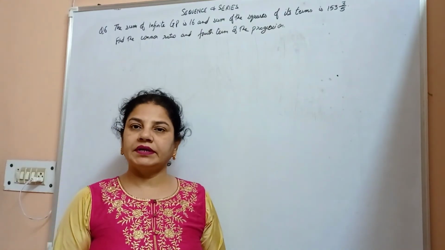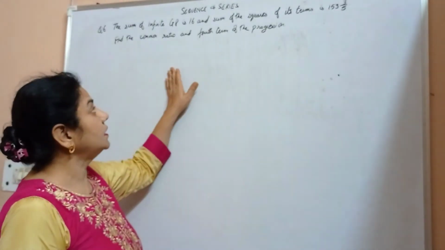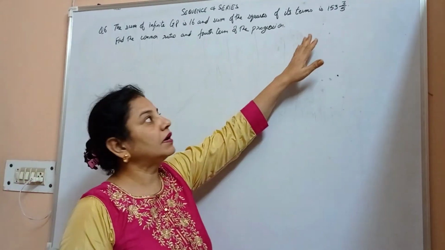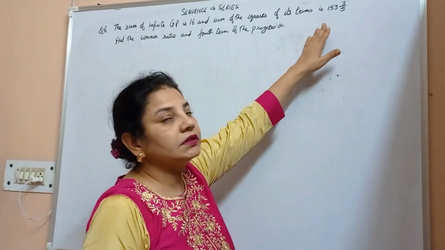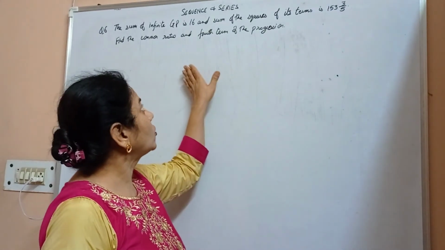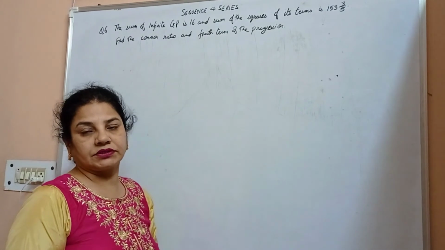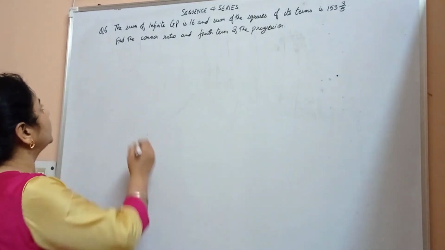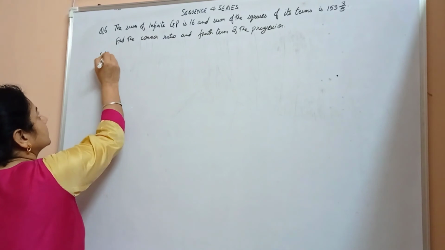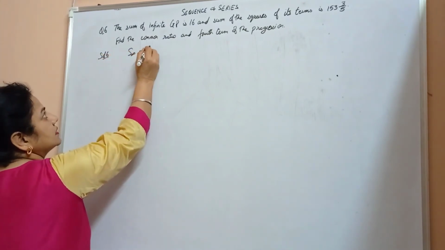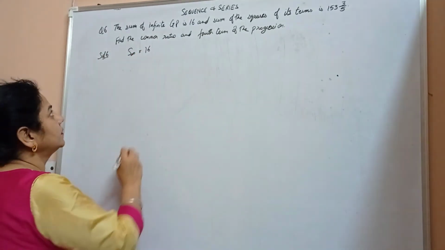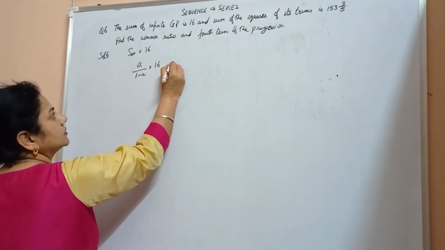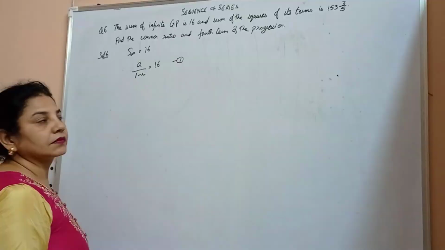The sum of infinite terms of a GP is 16 and the sum of the squares of the terms is 153 3 by 5. Find the common ratio and the fourth term of the progression. First of all, we write the sum to infinity is given as 16, and the formula for this is a upon 1 minus r is equal to 16. This is my first equation.